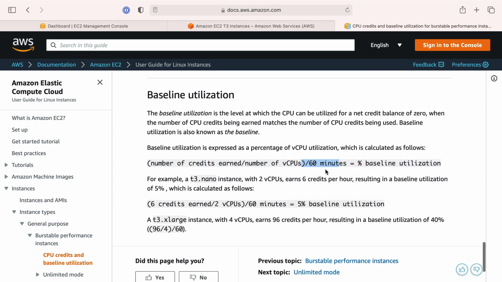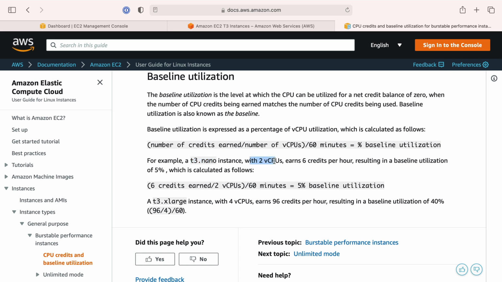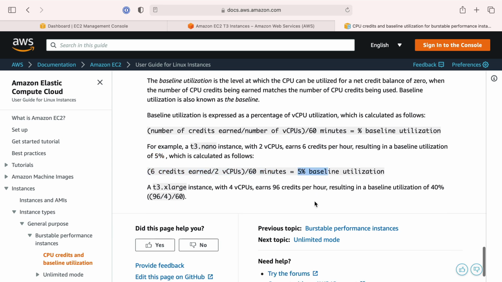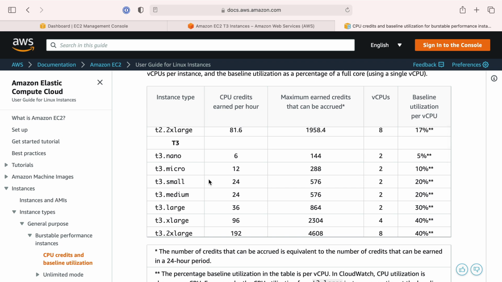Credits don't expire. Baseline utilization is expressed as a percentage of CPU utilization, which is calculated like this. It's basically based on time. T3 nano, two CPUs, earns 6 credits per hour, resulting in baseline utilization of 5%. So 6 credits earned divided by 2 over 60 minutes equals 5% utilization. So this is the deal with T3 instances. They're cheaper and therefore more attractive, but you have to track your baseline utilization.